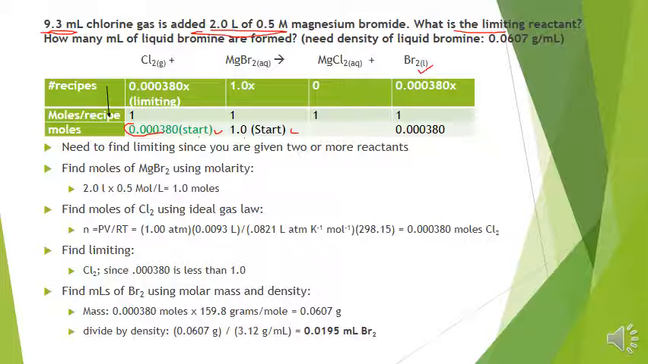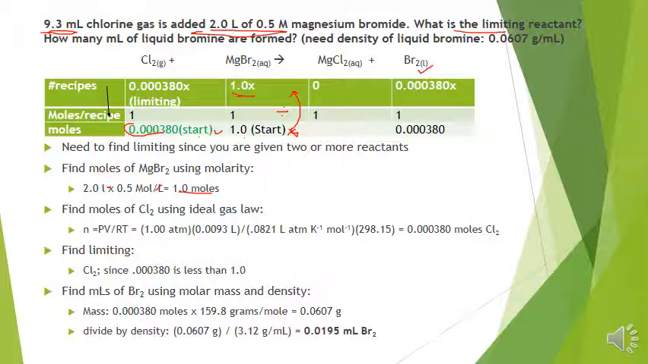Right, so to find out the moles of the magnesium bromide, I am going to use molarity. It says it's 2 liters, and it's 0.5 moles per liter. So just simply do the math. Liters cancel out, and you end up with 1 mole. So 2 liters of 0.5 molar is 1 mole of the magnesium bromide. Now, how many recipes can you do with that? Every time you do it, you need one. Well, you have one, so you can only do it once. You could do the math, dividing this by this, but hopefully that makes sense.